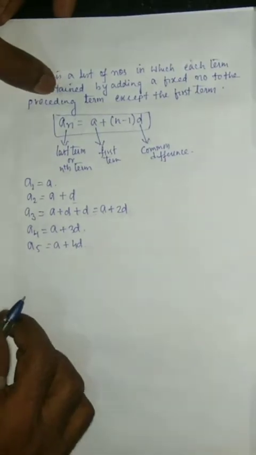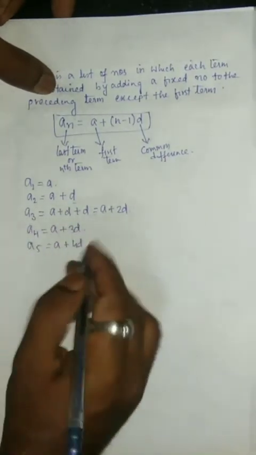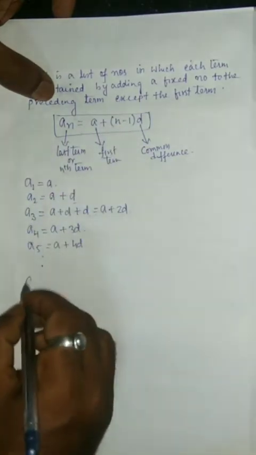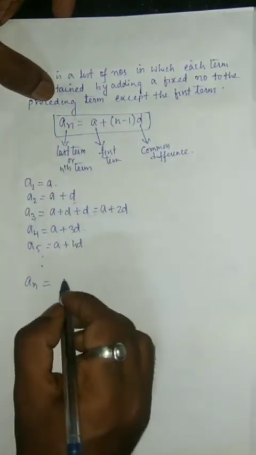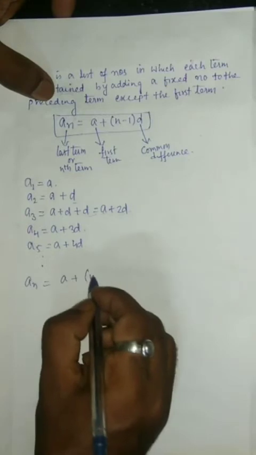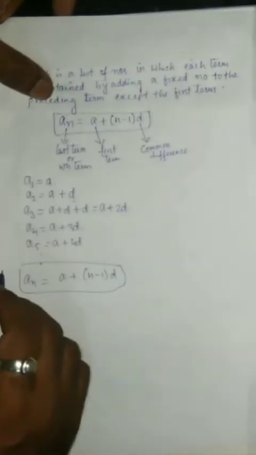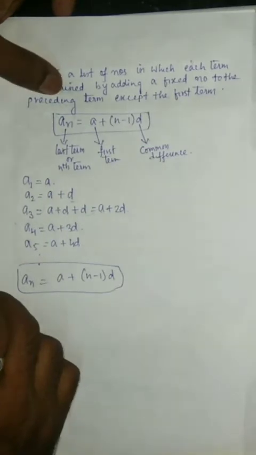So it follows a general formula. That general formula is this: if I want to obtain an, it will be a plus n minus 1 into d. So this is the formula for the arithmetic progression.